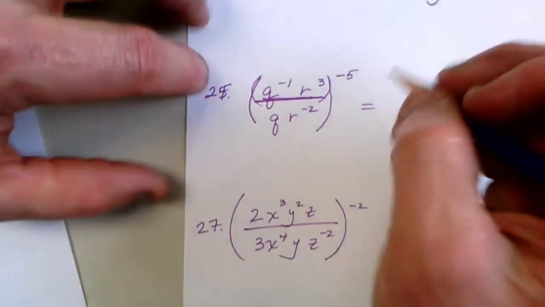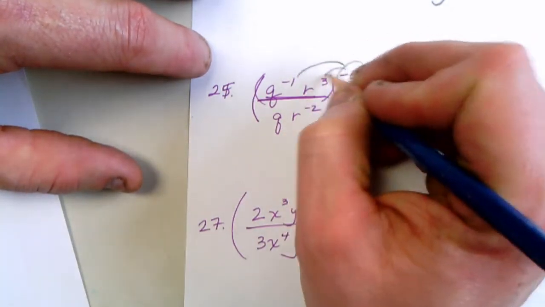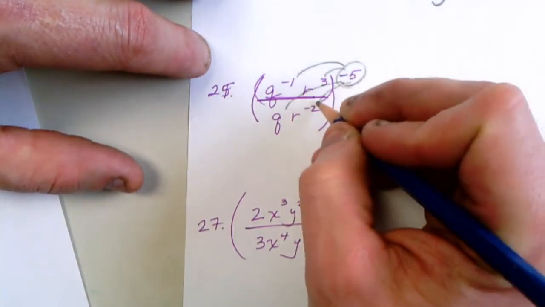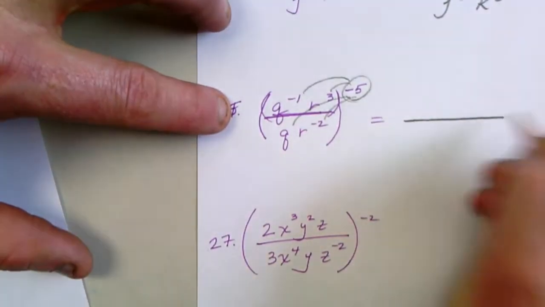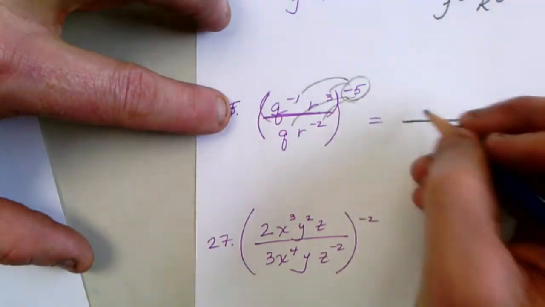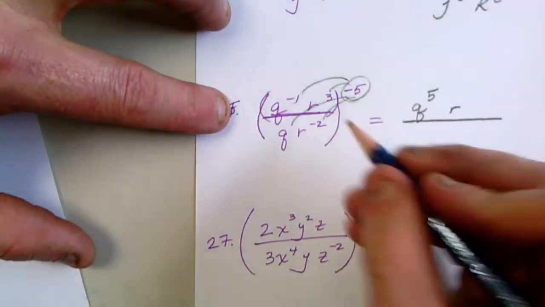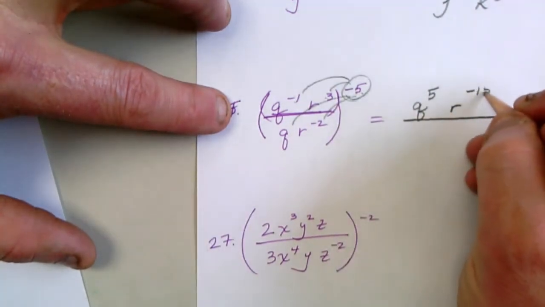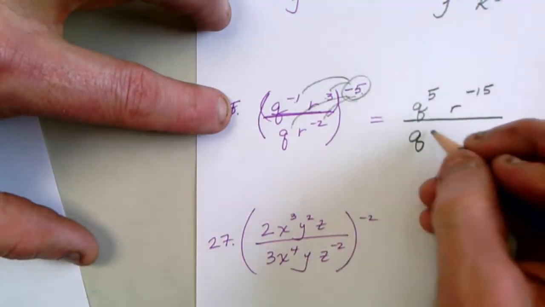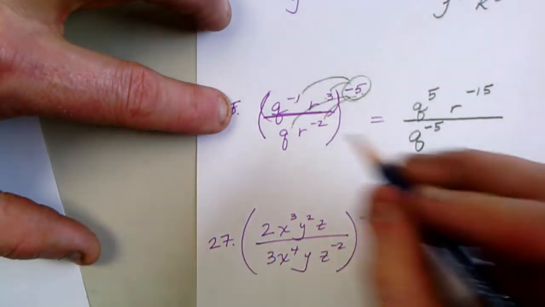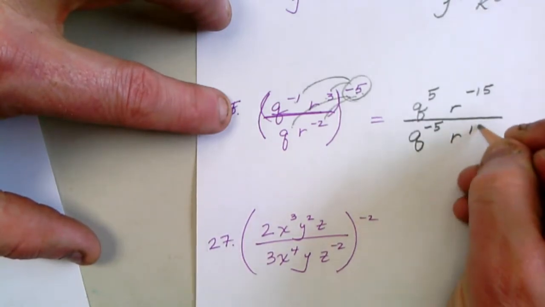All right, now for number 25. Sorry for the sloppy handwriting there, but when you do it in pen, it doesn't make it nearly as clear. We're going to distribute that exponent to each one of those terms there. What that gives us is this. Negative 1 times negative 5 is positive 5. 3 times negative 5 is negative 15. Q to the 1st raised to the negative 5th is negative 5. Negative 2nd raised to the negative 5th is going to give you positive 10.